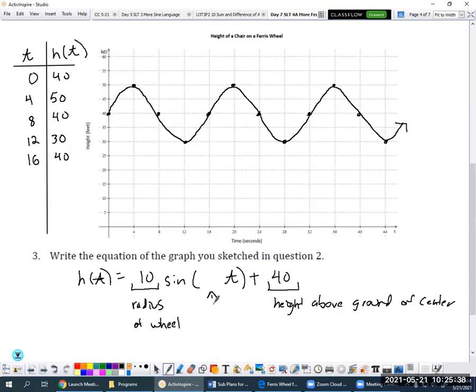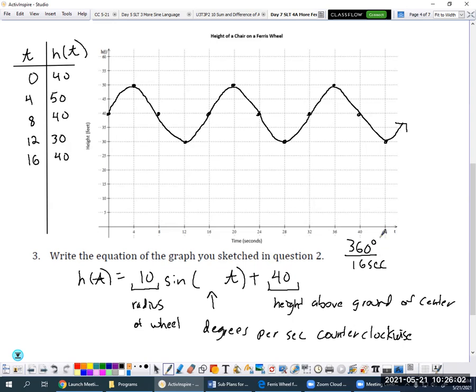And then right here, we need the degrees per second counterclockwise. So let's think for a second. We are moving 360 degrees counterclockwise in 16 seconds.